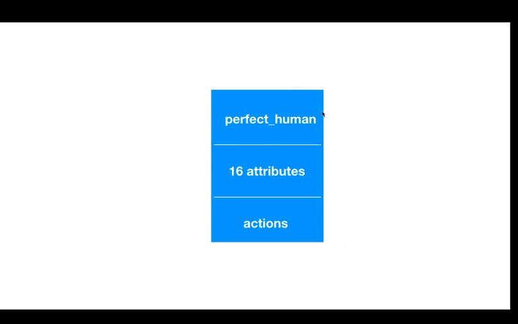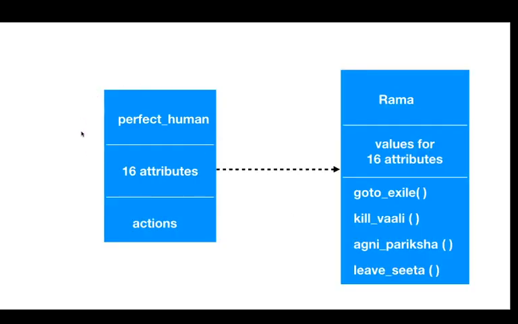So, we can set a goal for ourselves to define a class called perfect human being. The 16 attributes which are asked by Valmiki to Narada will become the attributes of the class, and the actions performed by each individual character become the behavior. So, in other terms, what Valmiki asked was, he was trying to define a class. What Narada did in turn, he instantiated this class into an object called Rama.